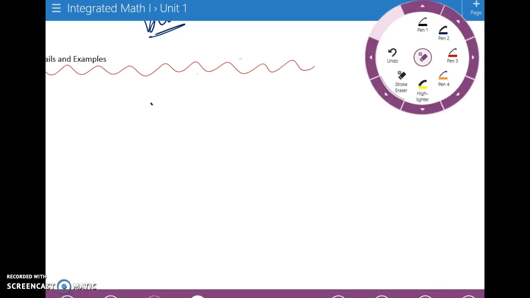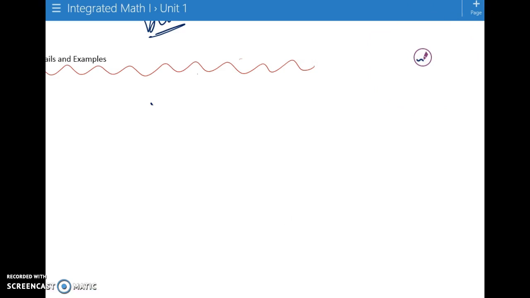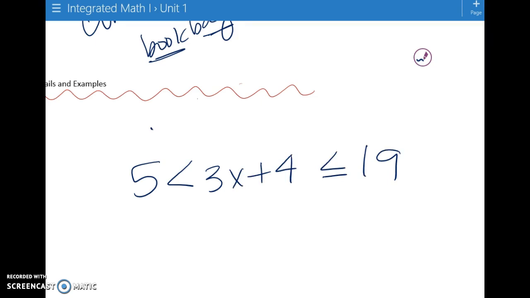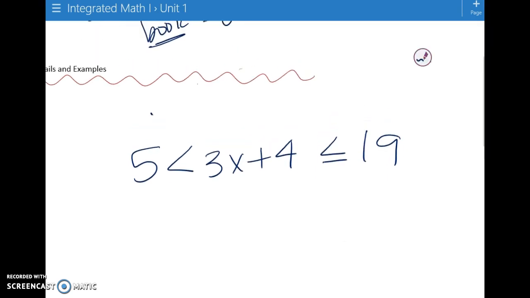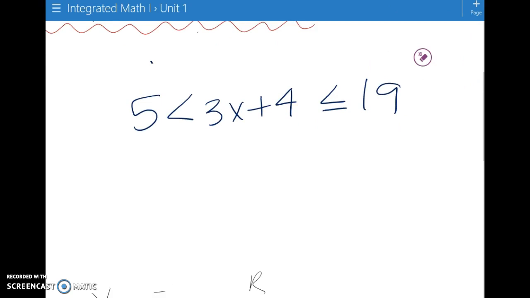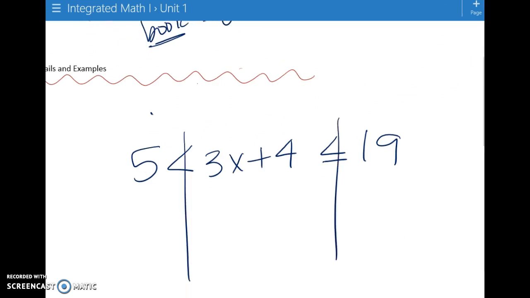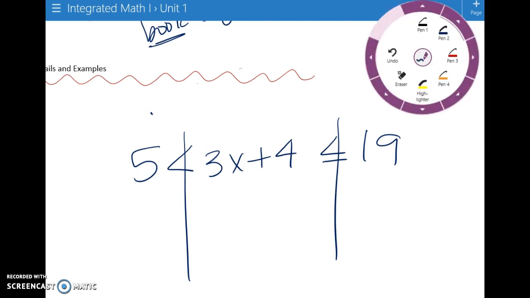All right, let's do an and one, because those people don't get as quickly. So 5 is less than 3x plus 4 is less than or equal to 19. All right, looks a little weird. So you have two options here. You can choose whichever one you want. So the first thing you could do, can you see the two inequalities happening here? There's one on this side and there's one on this side. So we can deal with them together or separately. So let's do it together first.